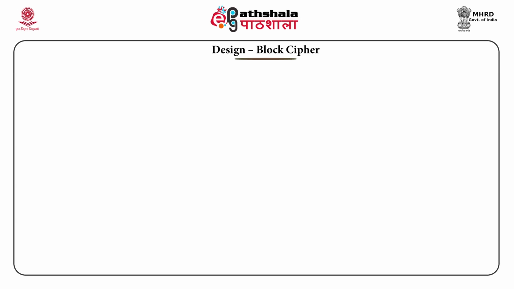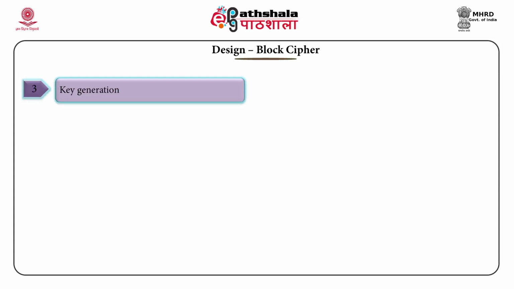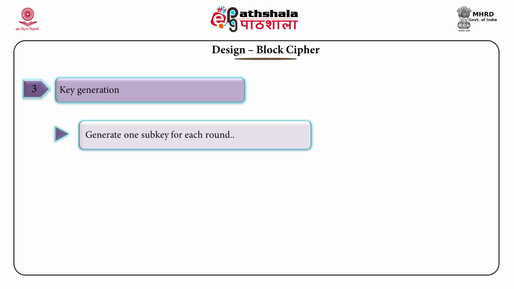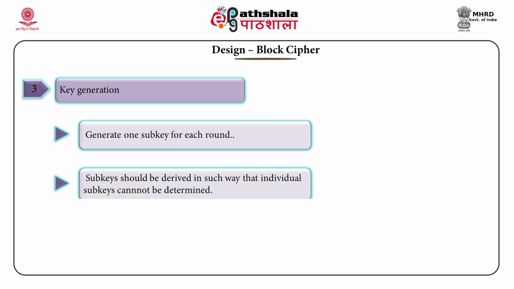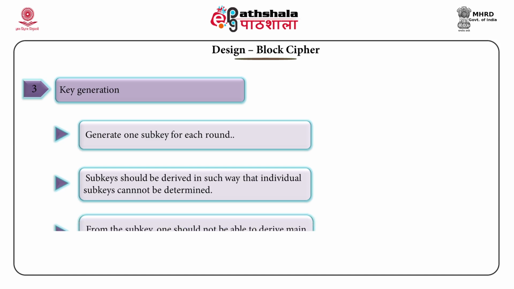When we are designing a block cipher, the third criterion is key generation. Generate one subkey for each round. Subkeys should be derived in such a way that individual subkeys cannot be determined. In the reverse direction, from a subkey one should not be able to derive the main key.